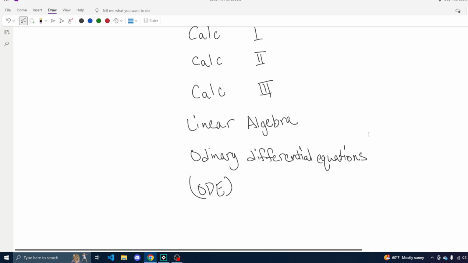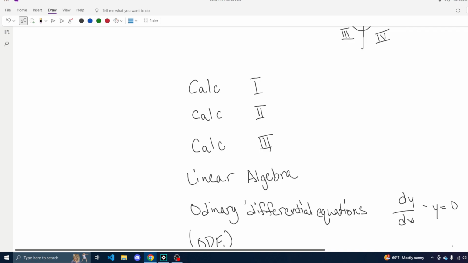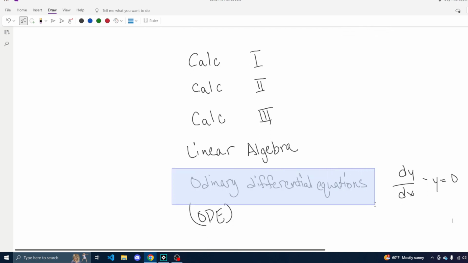And you would see something like dy over dx minus y is equal to 0, or something like that. And so we're looking at these differentials and the derivatives, and you're learning how to kind of do these algebraic problems with them. And that's kind of how I've always described differential equations, and it's not a great explanation at all. But it is something to start getting your mind around what you would be doing in this class.